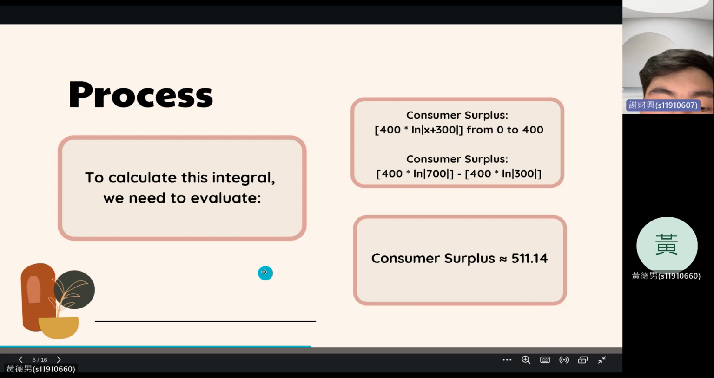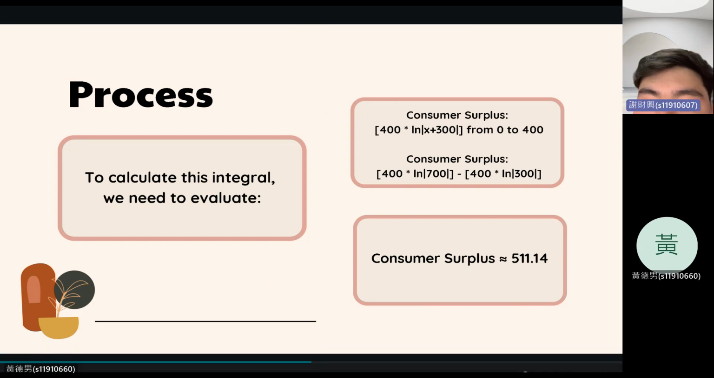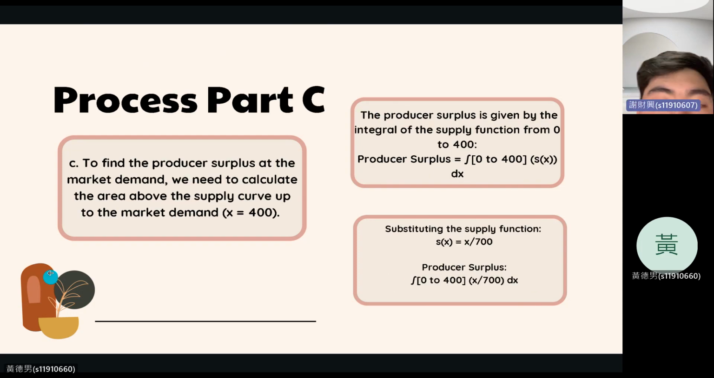And to calculate the integral, we need to evaluate the consumer surplus. 400 times ln(x plus 300) from 0 to 400 became 400 times ln 700 minus 400 times ln 300. And the consumer surplus approximately becomes 511.14.